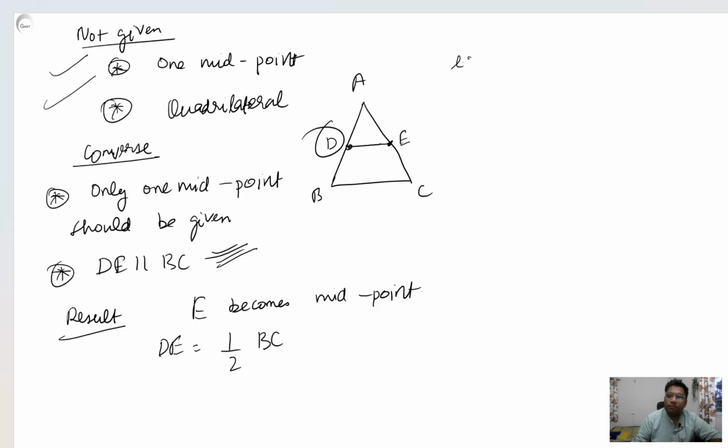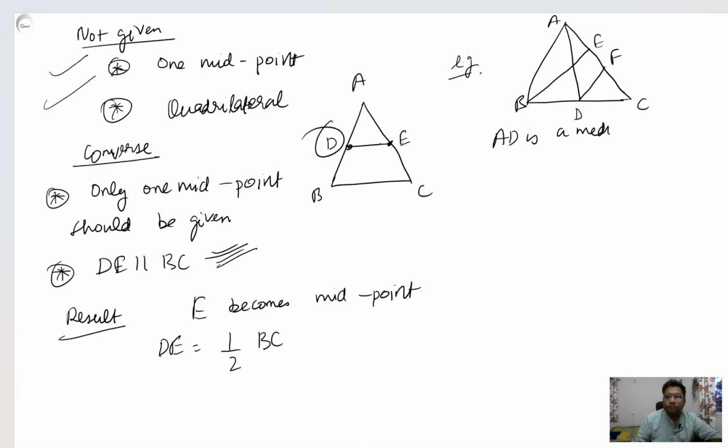A simple example. This is actually a question too. The question would say AD is a median. So what does it tell you? That BD and DC are equal. AD is a median means D has to be a midpoint. What does it bring to the equation? How do we go and break this question?